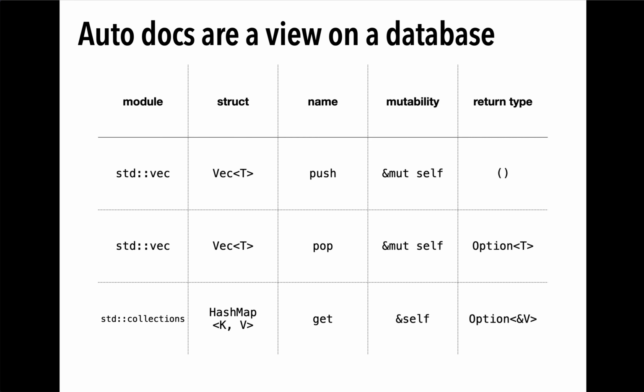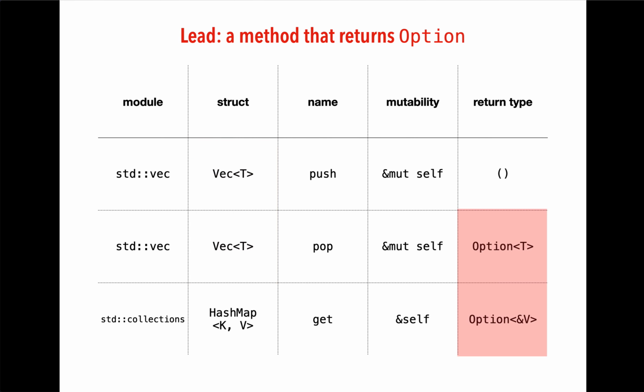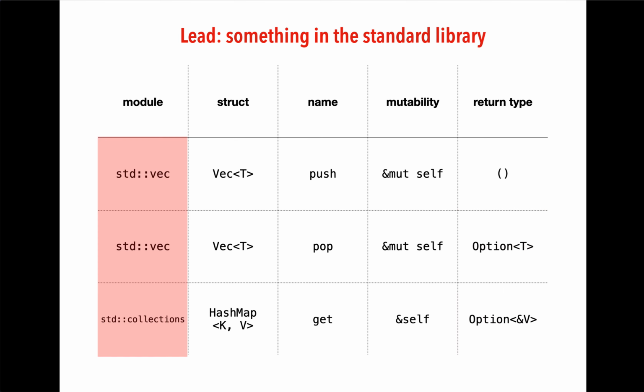A developer doesn't know exactly what they're looking for, but they have a lead, which is a piece of information about the desired construct. A developer may have many different kinds of leads, like the struct: I know it's a method on vectors. Or it could be the return type: I'm looking for a method that returns an option. Or it could just be the module: I know I'm looking for something in the standard library.